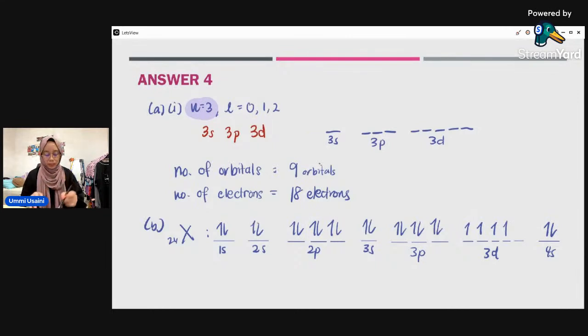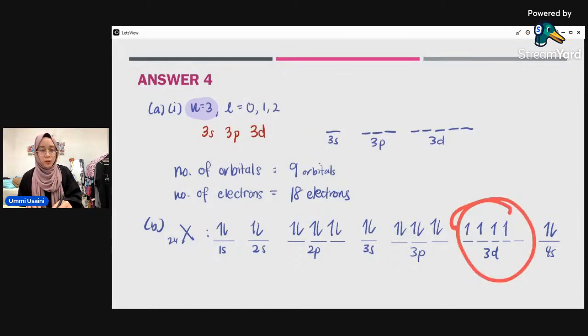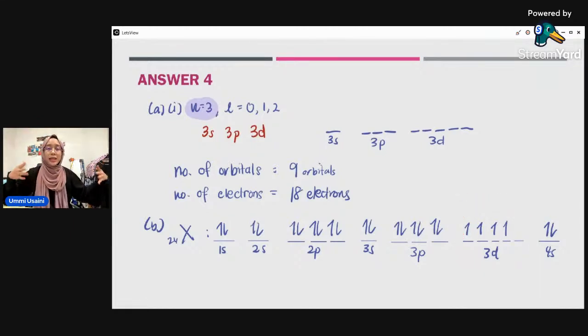Partially filled means, looking at this 3D orbital, if we put 1 electron in it, that is considered partially filled. This one has 4, that is considered partially filled. If there are 7, that is also partially filled. 8 is partially filled, 9 is also partially filled. Other than that, if we put 5, since the maximum number of electrons we can fill is 10, filling just 5 is considered half filled. If we put 10, that means fully filled. Fully filled is no problem. So partially filled is anything other than 5 or 10 electrons for d orbitals.